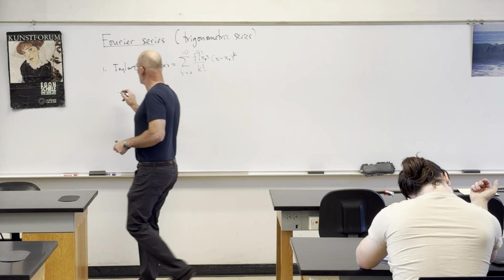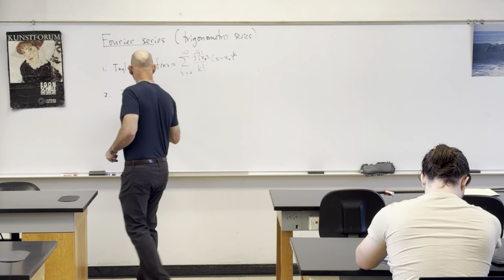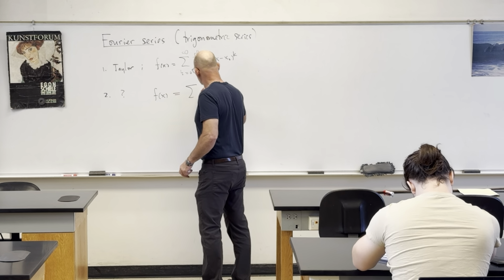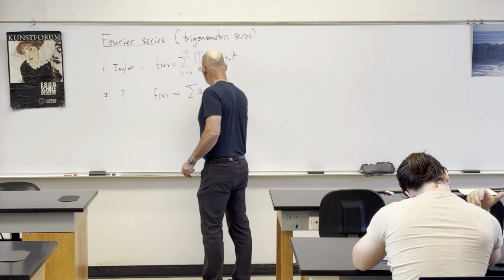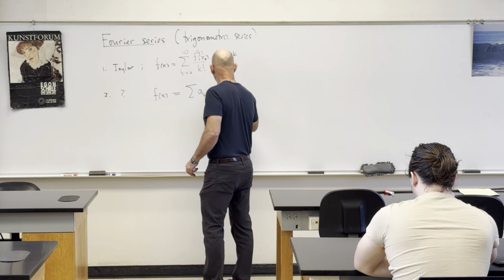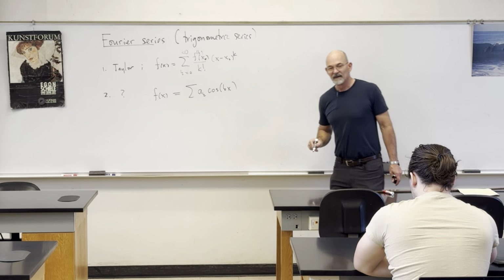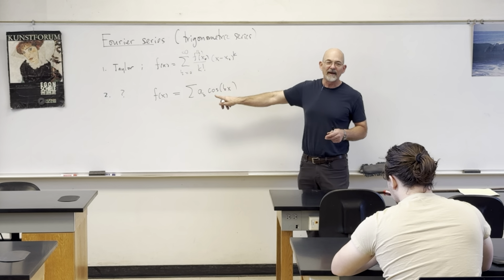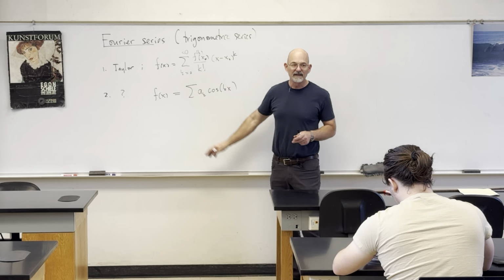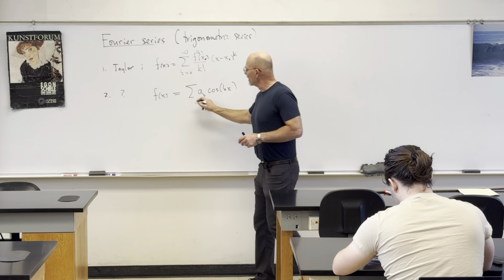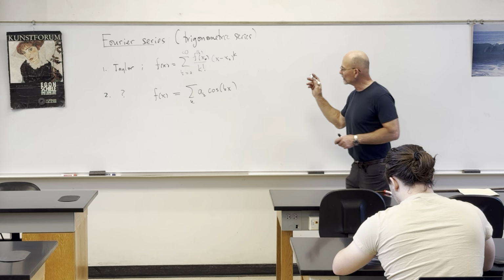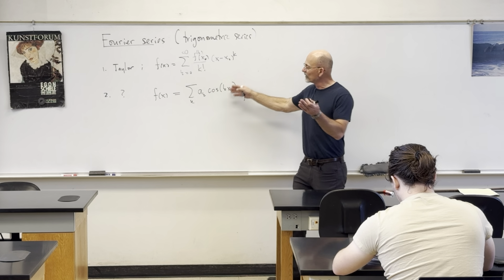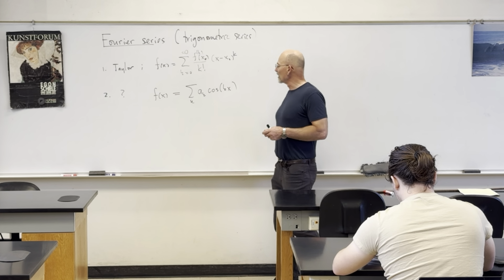So what if we tried this? f of x is the sum of a sub k cosine of kx. We could have sines as well, okay? I'm not going to specify which ones, whether the k's are integers. We know that the cosine itself has a power series, so this might be a really complicated sum, reducing to some power series in a complicated way.